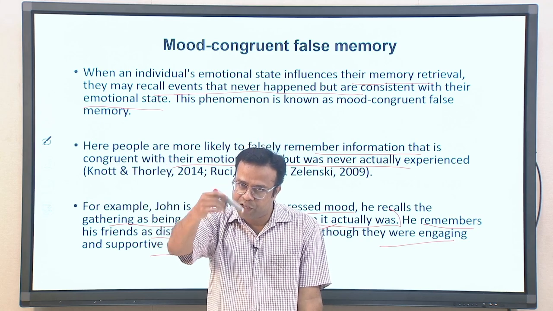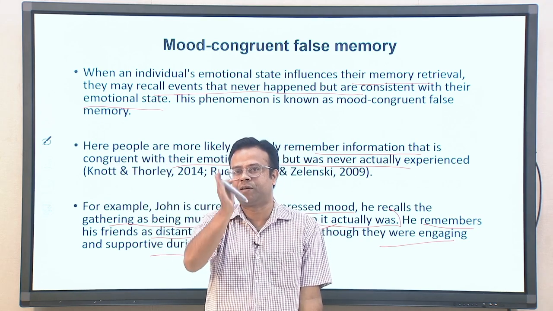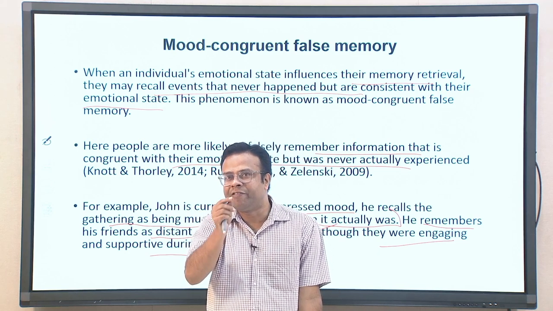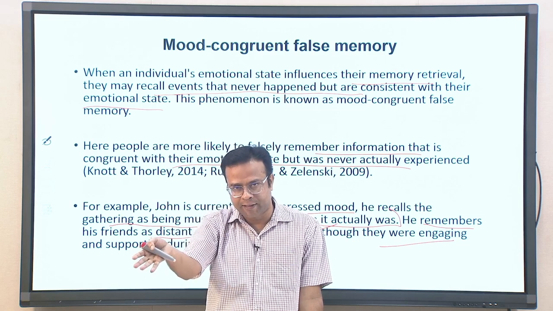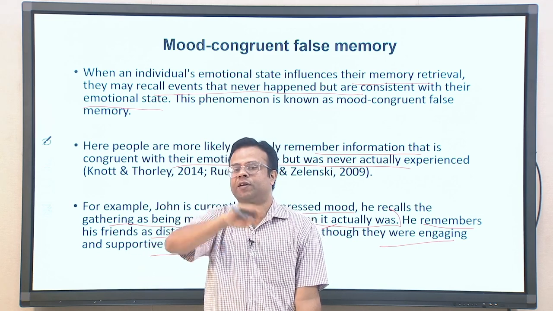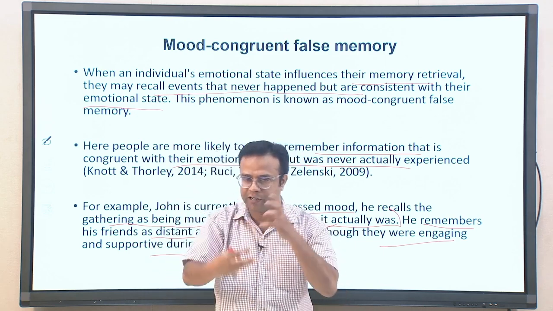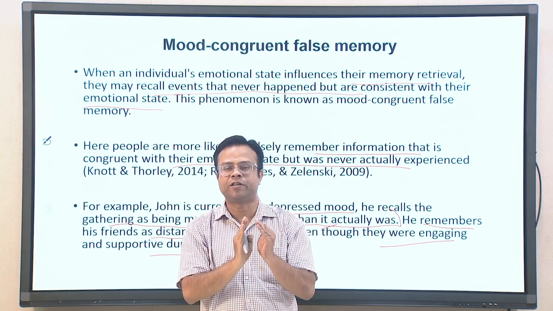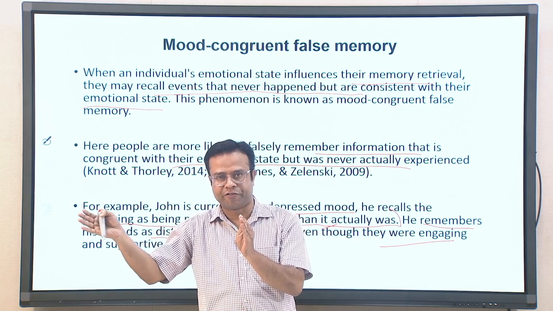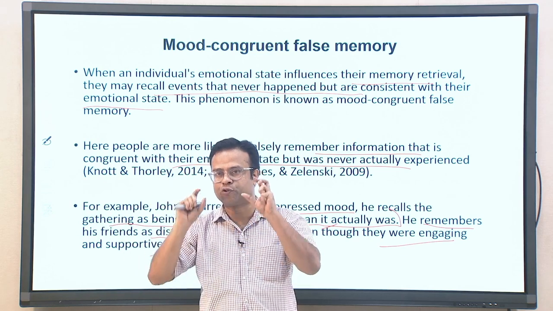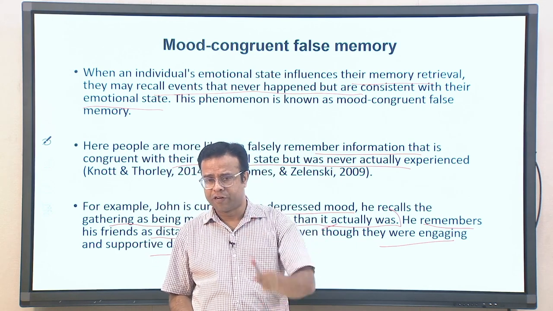Even if something was good and you enjoyed it, you will find it less enjoyable from the present perspective, and you will find evidence that it was not interesting, even though things were not like that actually. So, that is called a mood congruent false memory. Sometimes we add information in such a way that it is congruent with our present emotional mood, but the reality could be different. So, we filter information because of our emotional state. We will see more of this in eyewitness testimony, and how it impacts.